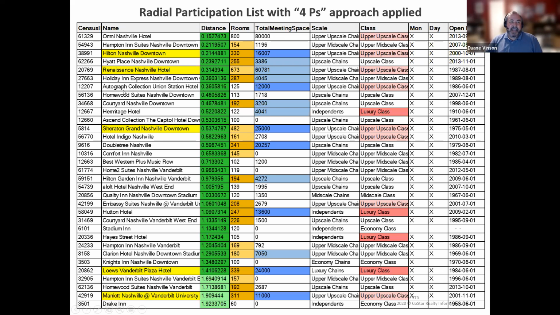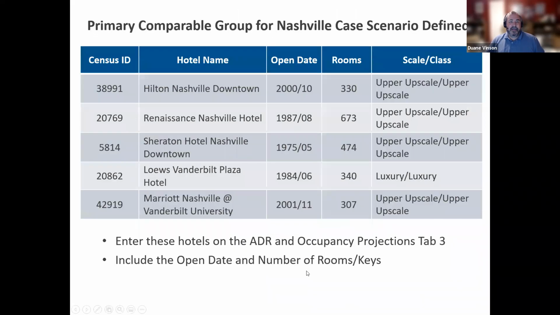And here's what we've done for Nashville. We've gone through, we've looked at the different criteria using that 4P approach, and we've determined that these 5 hotels that you see here are our comp set, or excuse me, our comparable set. And then in our comparable set here, you can see these are all upper upscale hotels. We do have one luxury hotel there in Nashville that we're going to include as well.